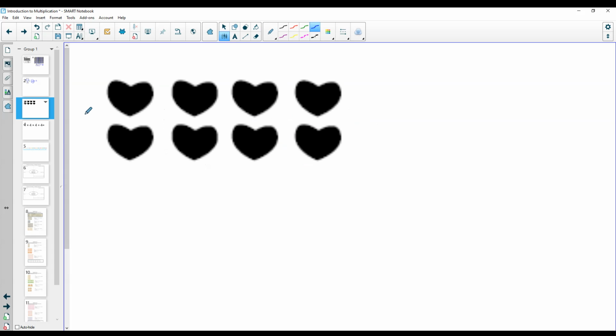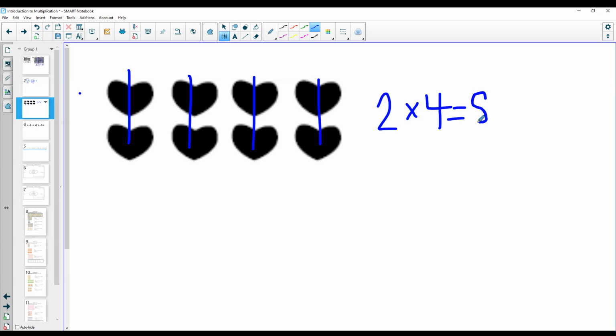Here's another array. We have 1, 2, 3, 4, 2 groups of 4. So think 2 times 4. Now you could either count by 2s 4 times, 2, 4, 6, 8. Or you could count by 4s or double 4. 4 plus 4 is 8. We get the same answer there.